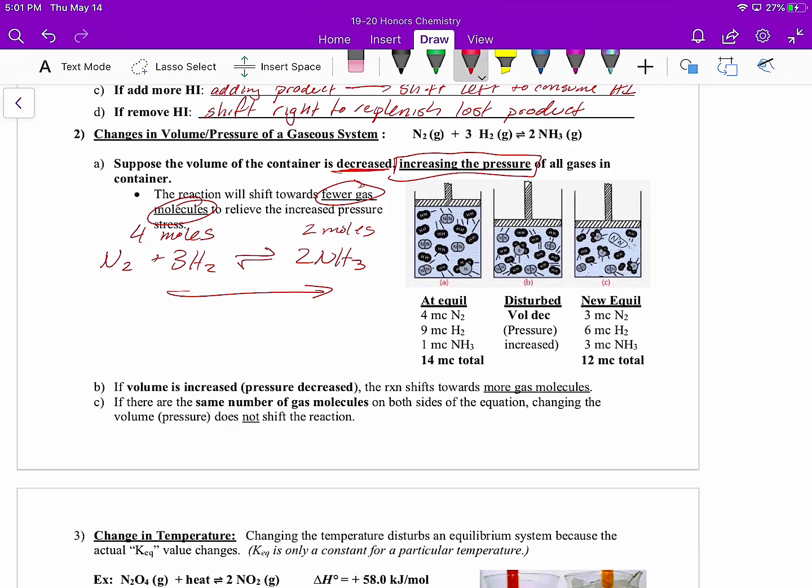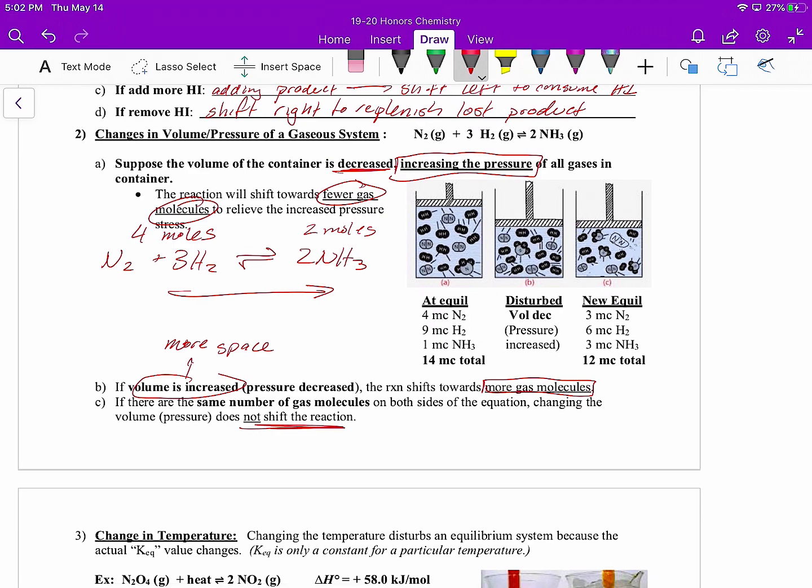Now, if you increase the volume or decrease the pressure, in other words, if you create more space within that container, the reaction is going to shift toward the side with more moles of gas to try to fill up that extra space that you just created. Now, if you've got a situation where you've got the same amount of gas on both sides, then there's really no preference to go one way or the other. So in this case, it's not going to shift the equilibrium at all. Changing volume or pressure only changes the equilibrium if you've got a different number of gas molecules on the left side versus on the right side.